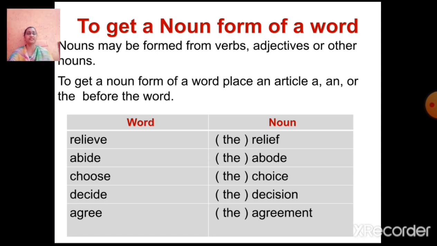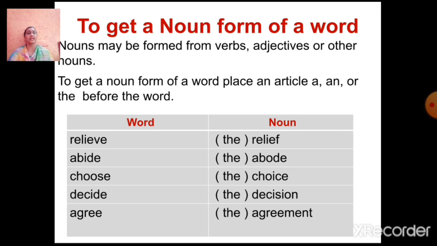Now here the word given is relief. So how can we get the noun form for this word? Yes, we need to place an article, that is a, an, or the, before the given word. Now let's form a sentence and check. Like, most of the relief work was done by volunteers. So the relief shows the noun form. Hence, for the word relief, the noun form is the relief.